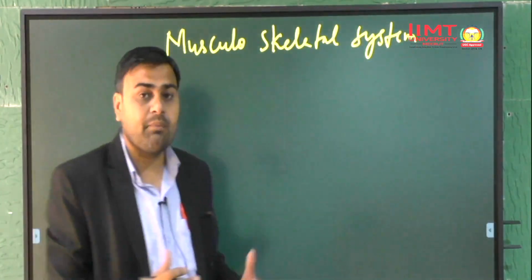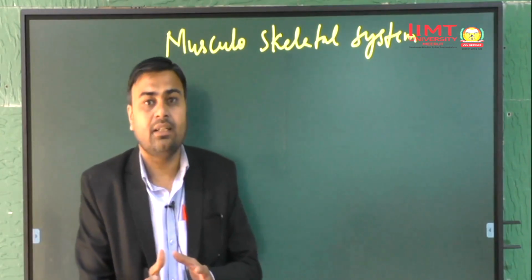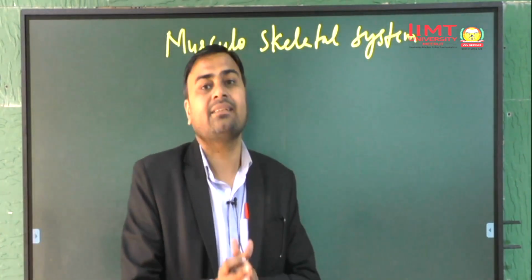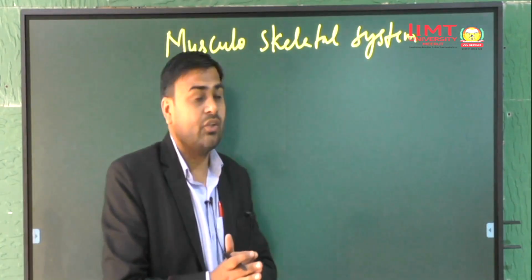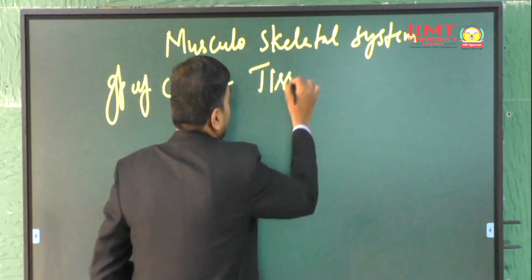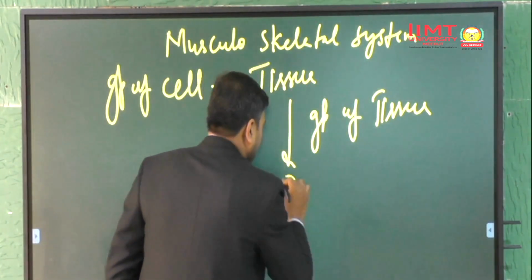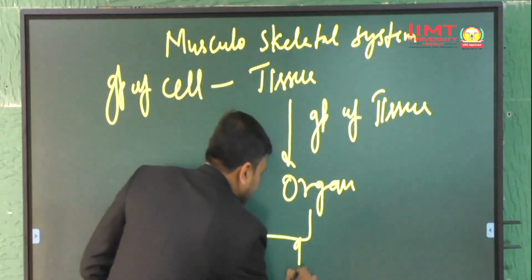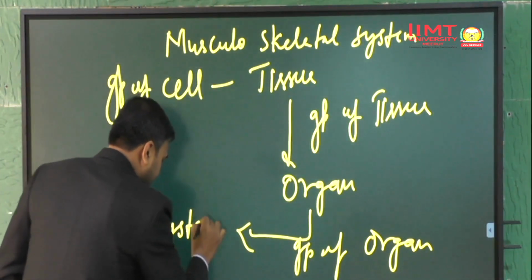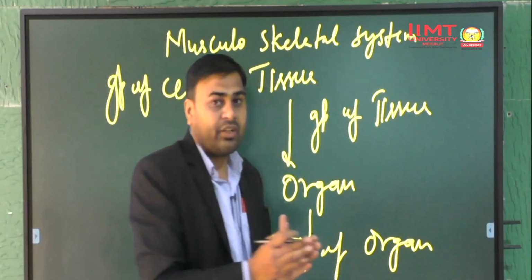Our body is made up of many systems. Systems are made up of many organs. Organs are made up of muscle and tissues, which are also made up of cells. It means the cell is the smallest structural and functional unit in our body. A group of cells is called a tissue, a group of tissues is called an organ, and a group of organs is called a system. There are many systems present in our body, with different functions, like the musculoskeletal system.